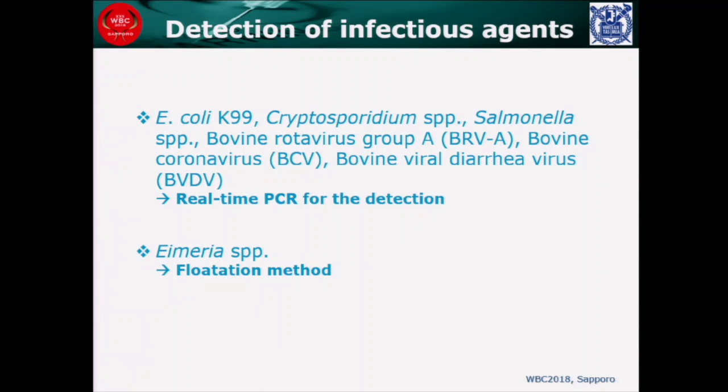And we tried to detect infectious agents. Two methods were performed: real-time PCR and flotation method. By real-time PCR, E. coli K99, Cryptosporidium species, Salmonella species, bovine rotavirus group A, bovine coronavirus, and bovine viral diarrhea virus were detected, and for the detection of Eimeria species, the flotation method was performed.